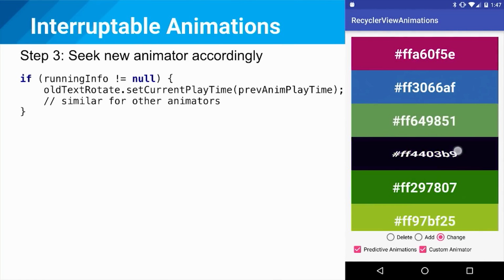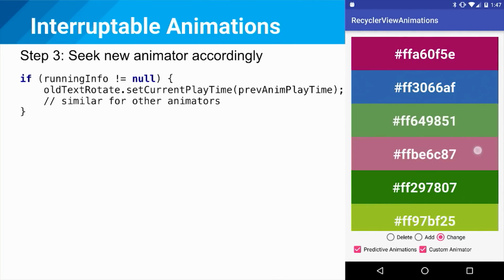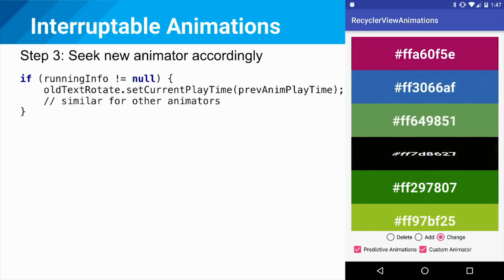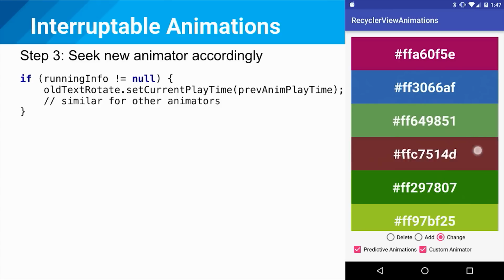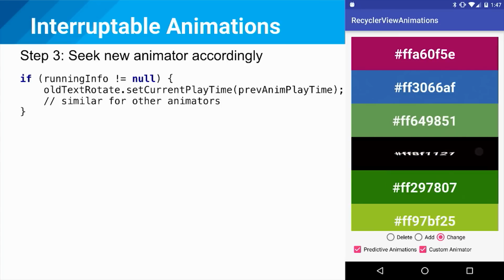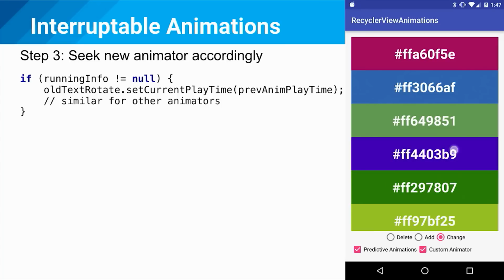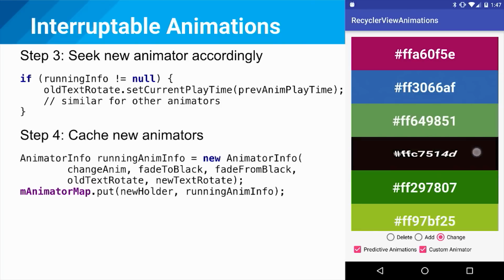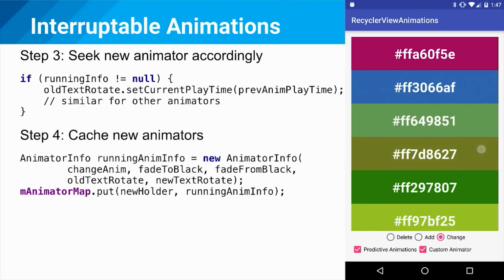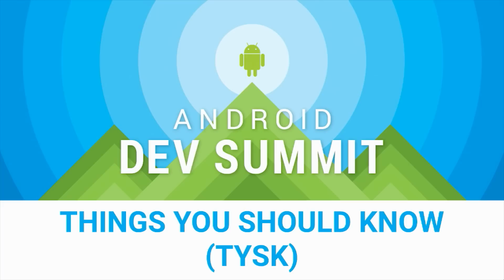And then we're going to seek the new animation. So we're going to take all that information from what used to be running and then seek in the new animations that we created from the previous code that we saw before, so that if you're halfway through or a quarter of the way through that first half of an animation, we're going to seek a quarter of the way through the new animation. So it's going to start at exactly the same place that the old one left off. And then we're going to cache the new animators when we're done, because we need to provide that information for the next interruption that occurs.